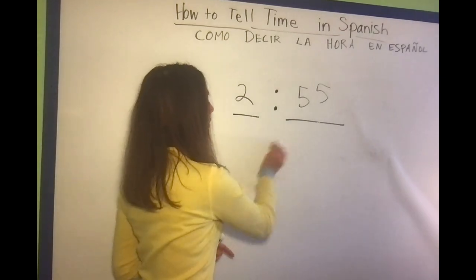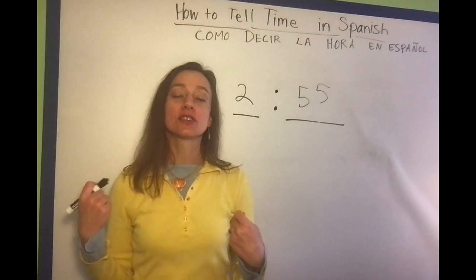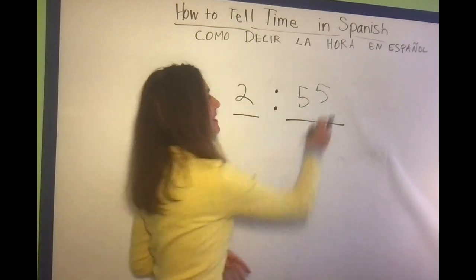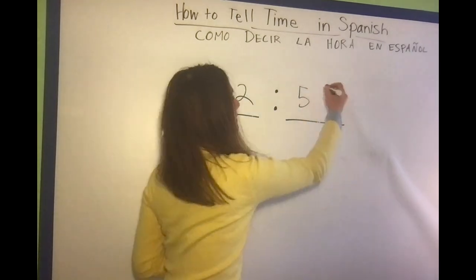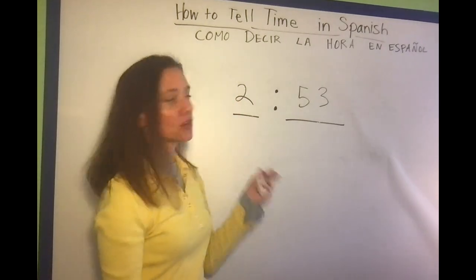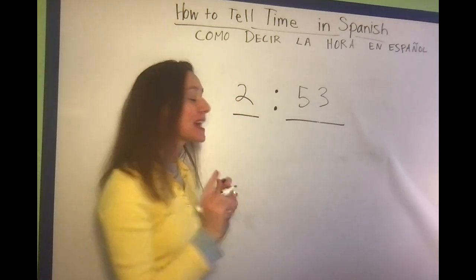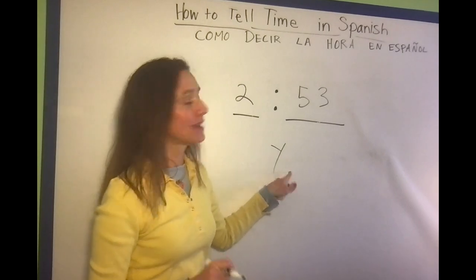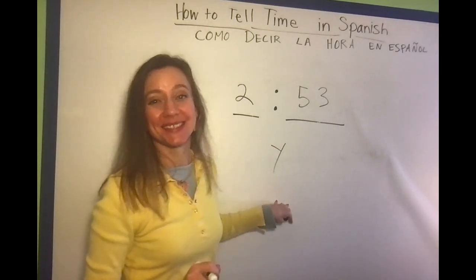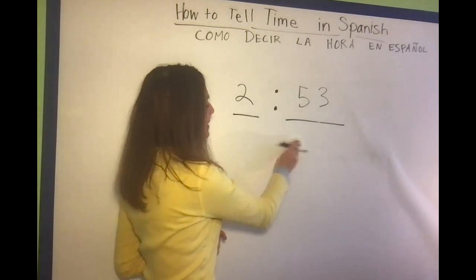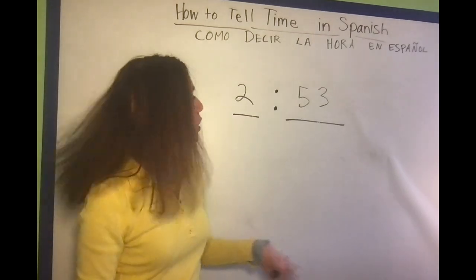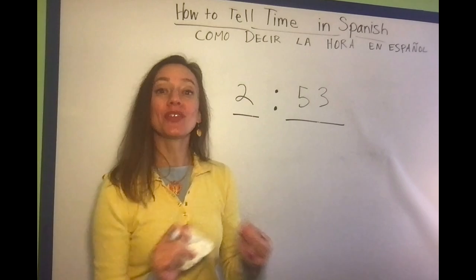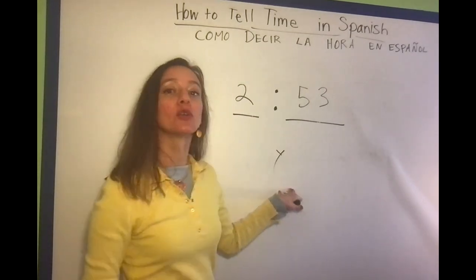Now, one note about digital clocks. Since digital clocks are so popular now, it is really, really common to hear people just say the exact minute. If it's 2:53, people are going to say, son las 2:53. Sometimes you might not hear people say the y. Grammatically, this is the grammatically correct way to say it. However, because we're human, we like to say things the easy way. You may hear people say, son las 2:53. You might hear it. But just know that grammatically, you are supposed to have that little y in there to make it grammatically correct.